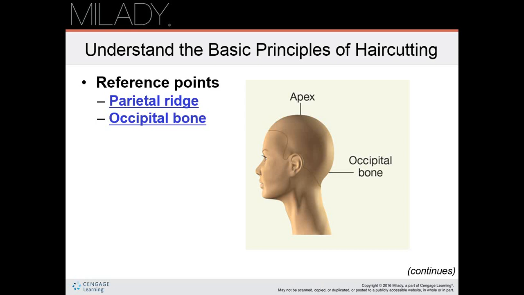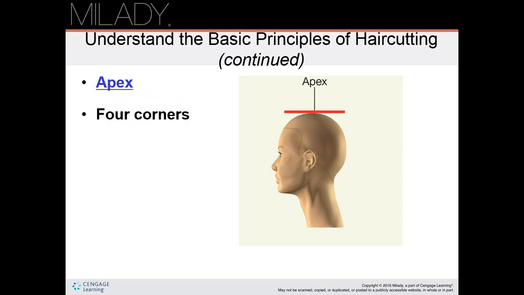So when we start haircutting, we will be using this reference point for sectioning, but also for elevating the hair in relationship to the apex or in relationship to the occipital bone. Here's the apex. Hopefully we'll see a slide that will show us the 4 corners.